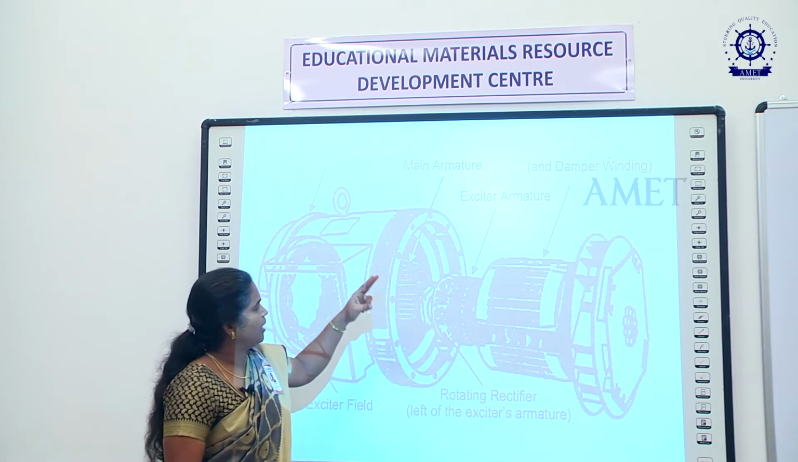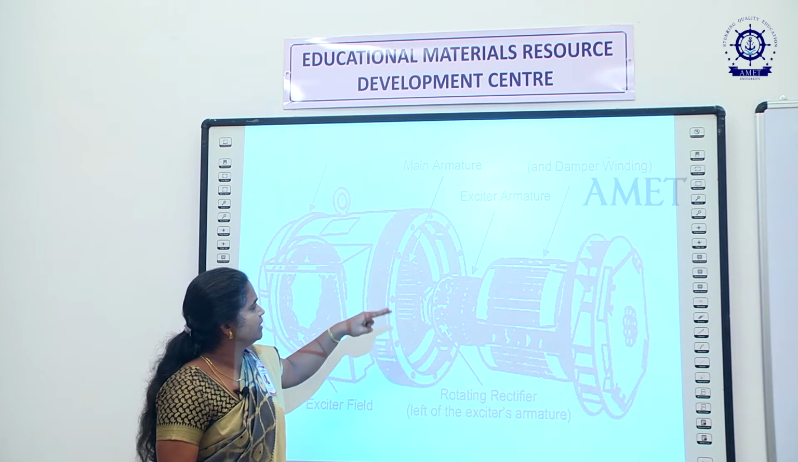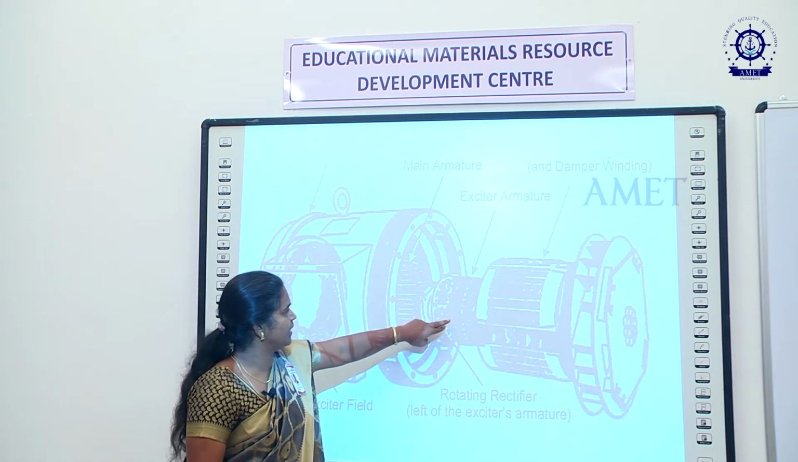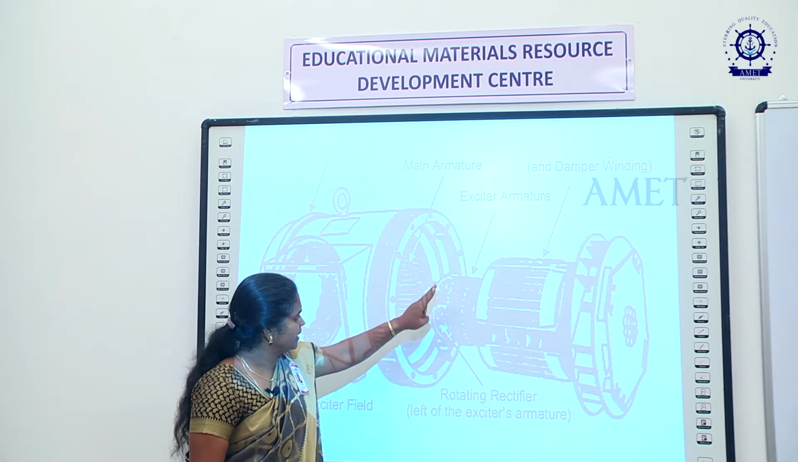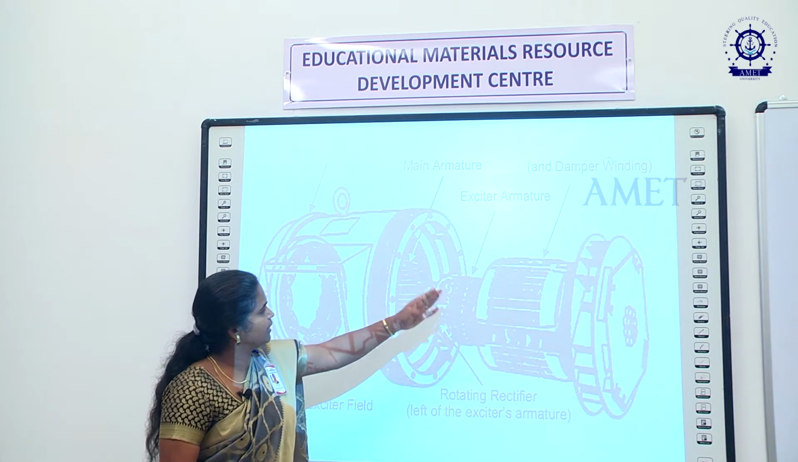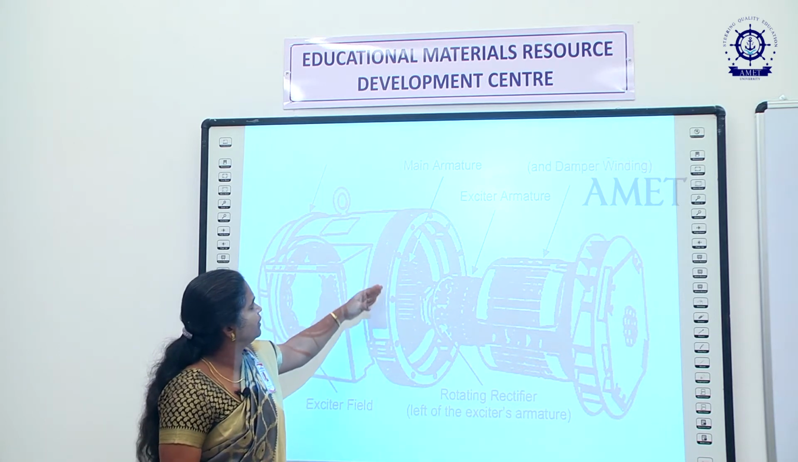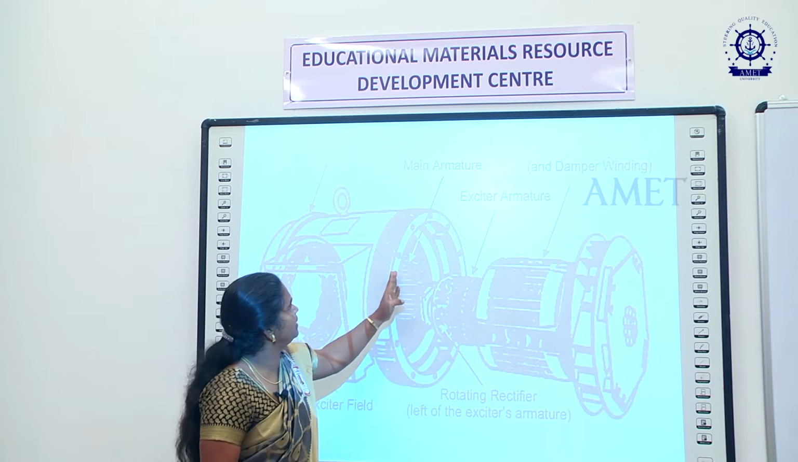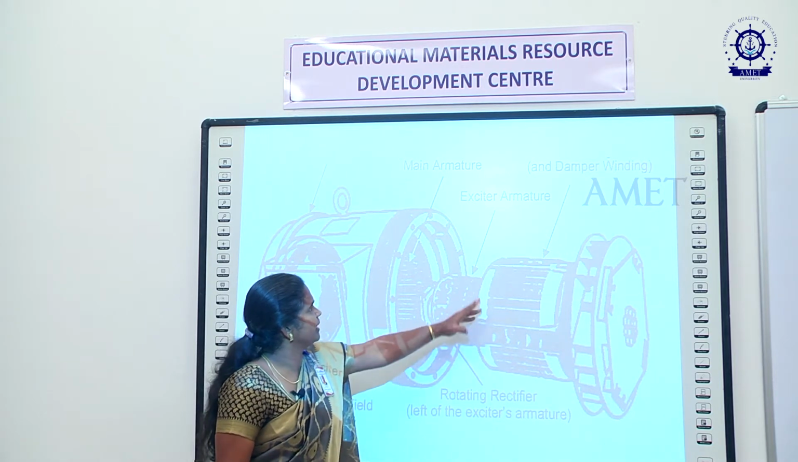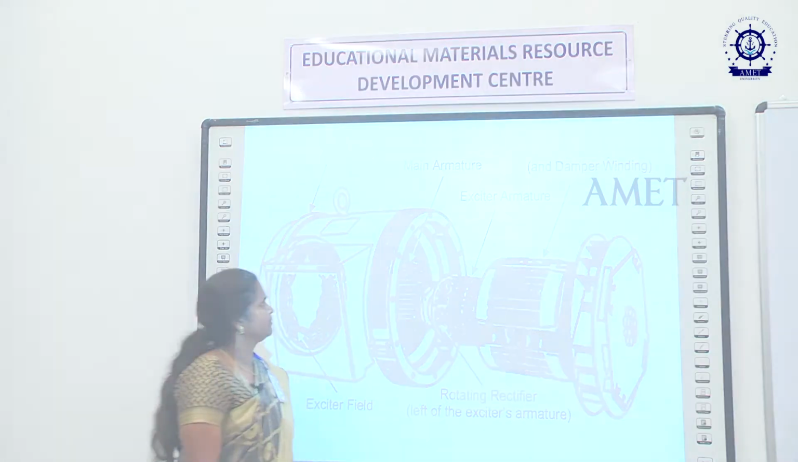It has an armature and rotor winding. EMF is induced in the armature winding. That EMF is given to the rectifier. Then finally it is given to the field winding of the main armature. It is placed in between the main armature and the damper winding. This is the exciter armature.